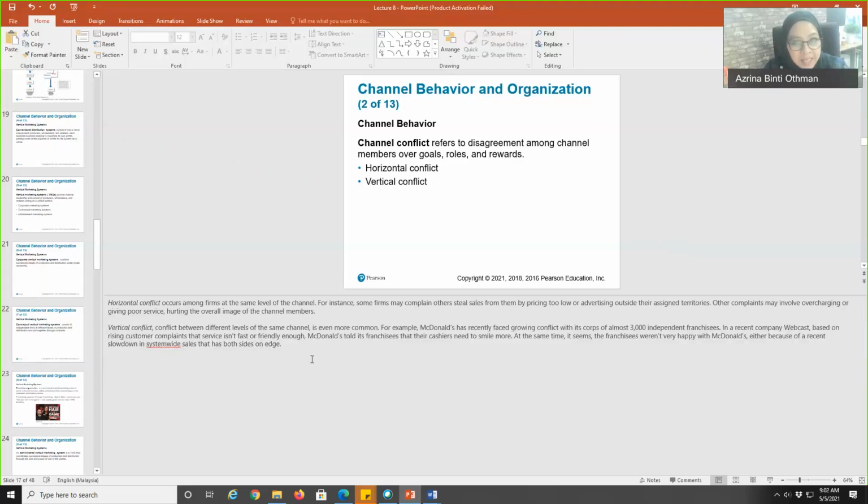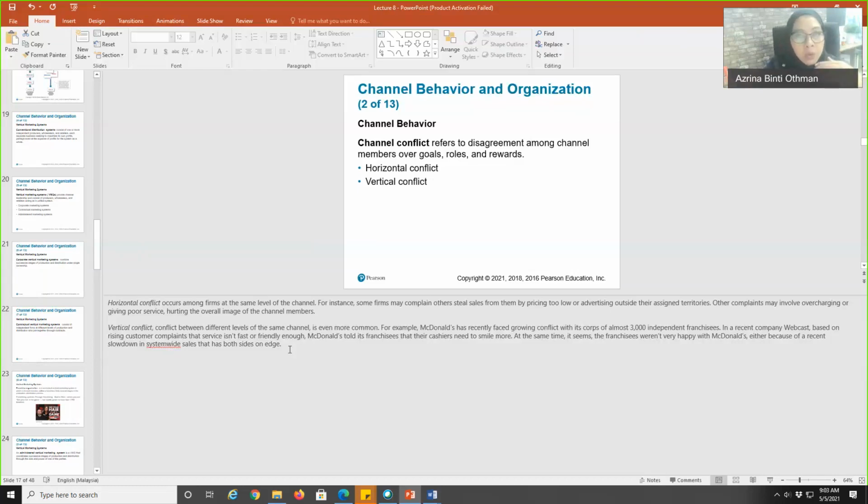So they ask the franchisees to smile more. At the same time, it seems the franchisees weren't very happy with McDonald's, either because of the recent slowdown in system-wide sales that has both sides on edge. So ada yang tak setuju. It's not because they are not friendly or not putting more smiles on for their customers, but because of the system that sells McDonald's. So this is what we call vertical conflict between the company, the manufacturer, with the franchisee, and to the customer.